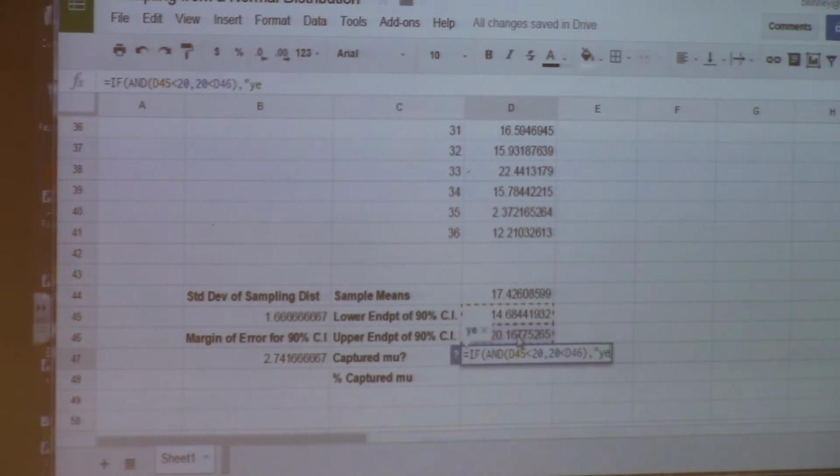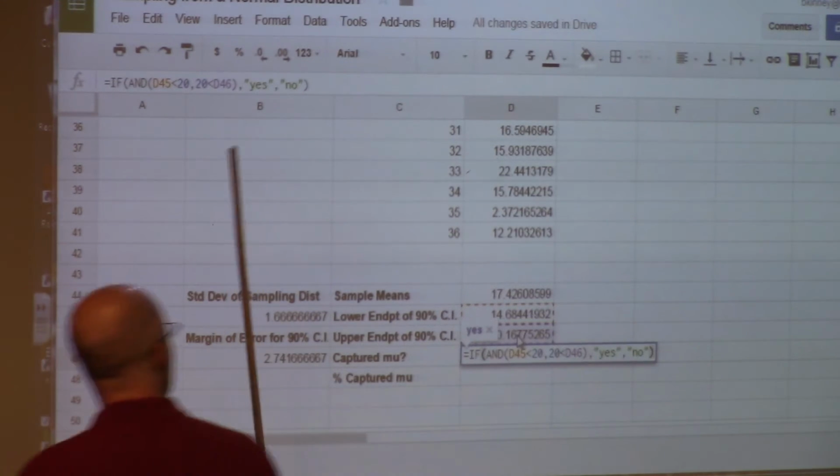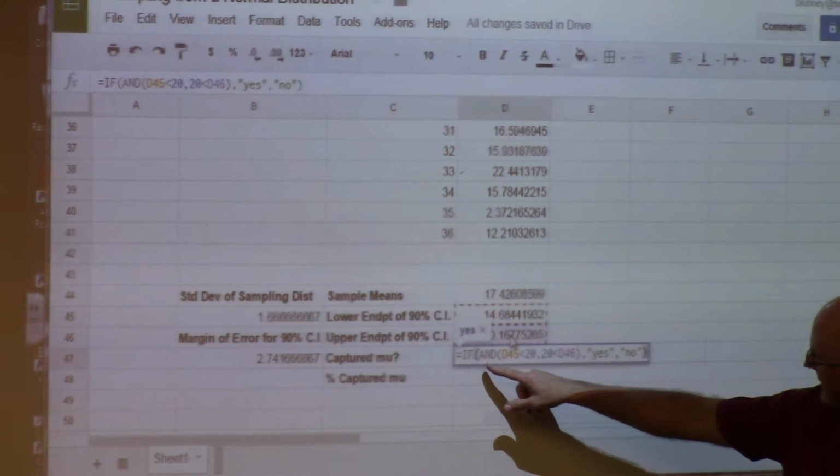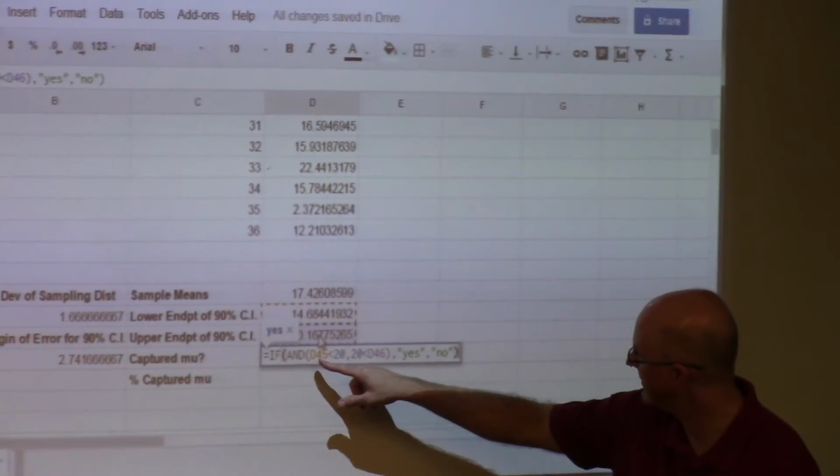And I'm going to say yes. If it's not true, I'm going to say no, it's not captured mu. So I guess this is still fairly complicated. It's not as complicated as last time, so I'm not using multiple IFs, but I am using an IF and an AND in kind of a confusing way.